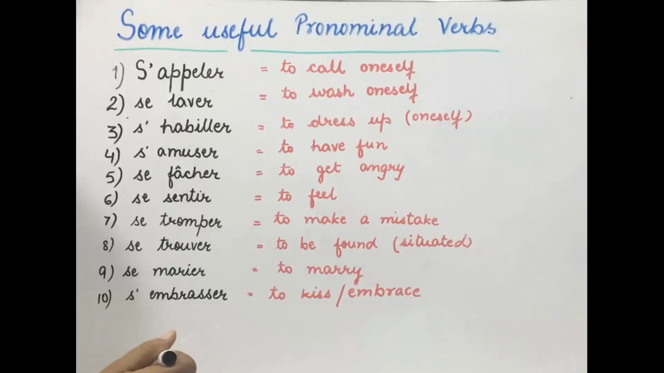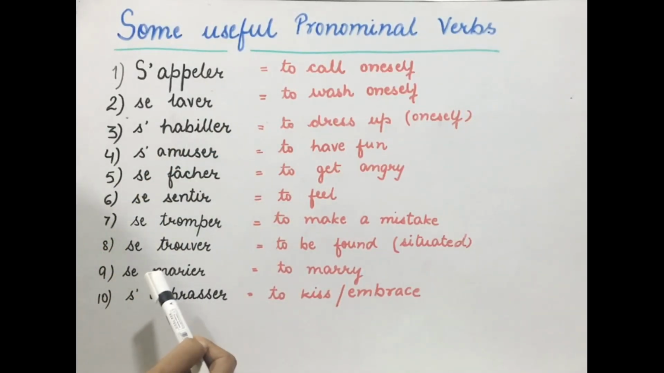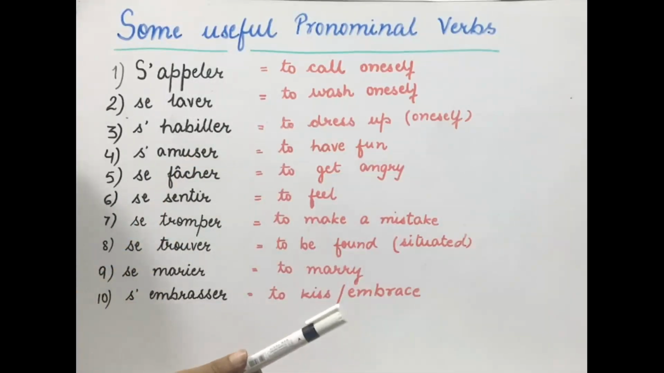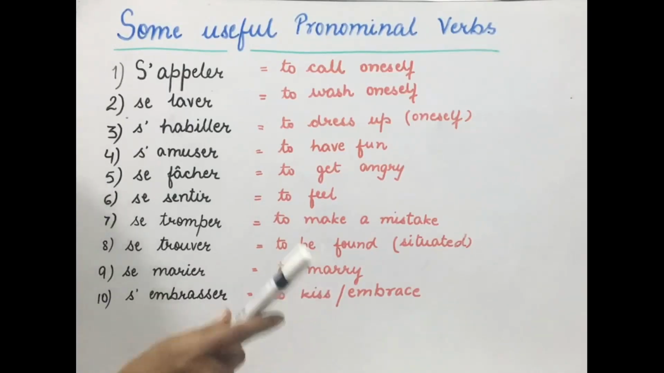Okay, after the conjugation, we will learn some useful pronominal verbs which we can include in our day-to-day vocabulary, to better our French language. So, the first verb here we have to learn is s'appeler. S'appeler means to call oneself. The very first sentence, when you start to introduce yourself in French, is with s'appeler. You say je m'appelle and then you tell your name. So this is an important verb. Okay, so you must know this.